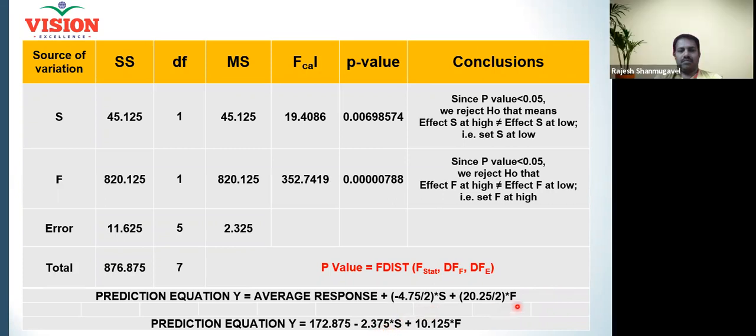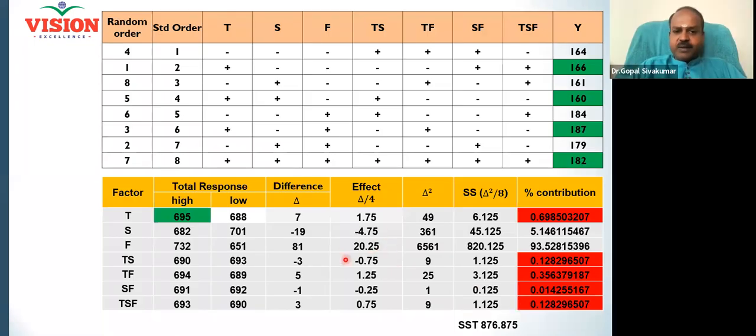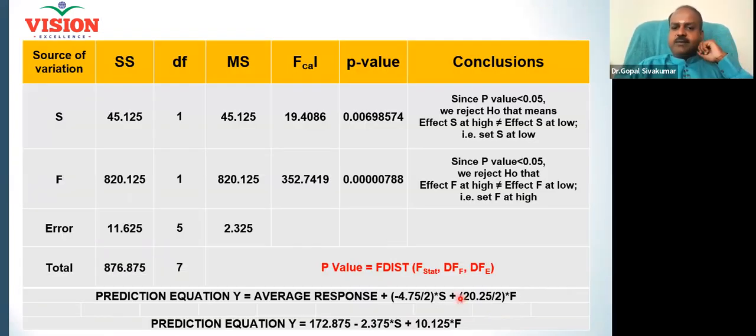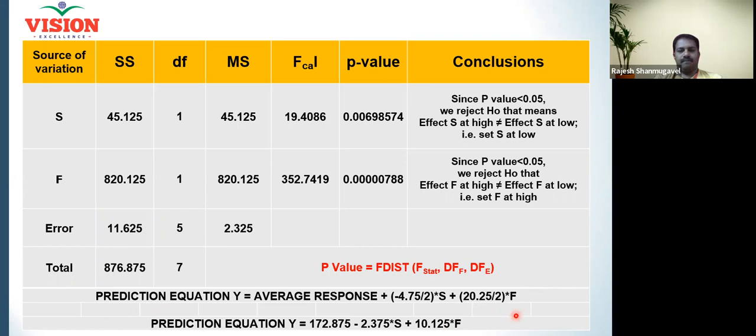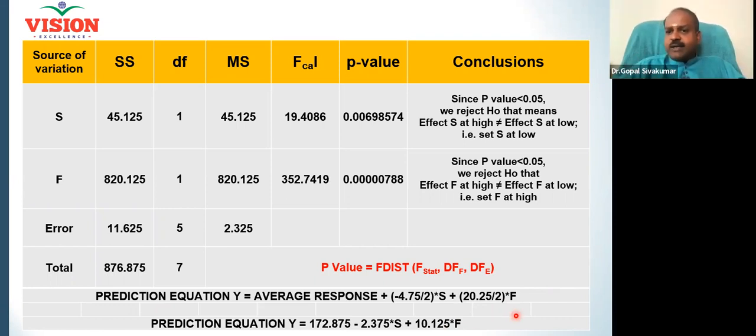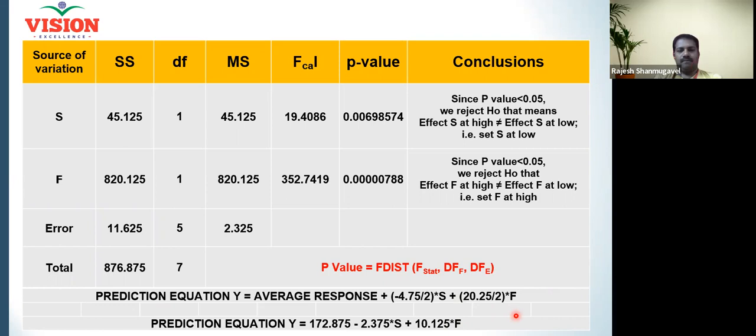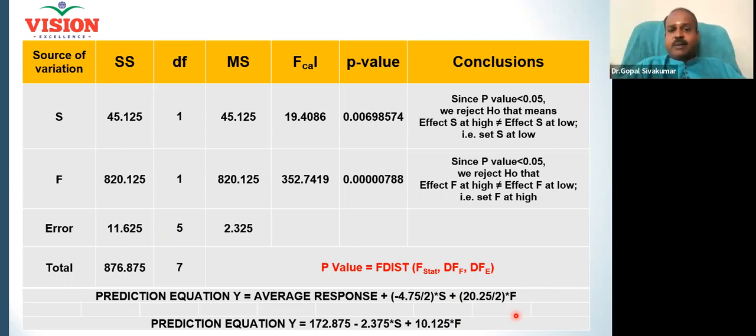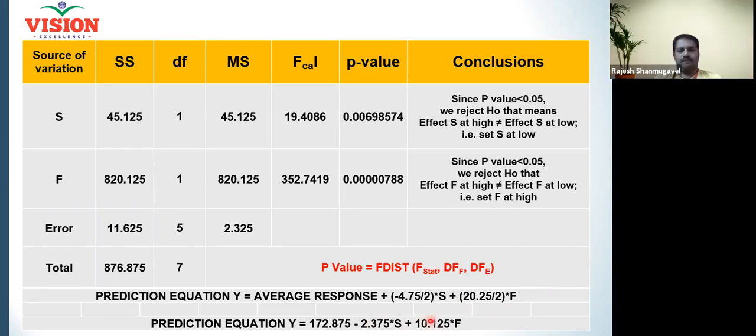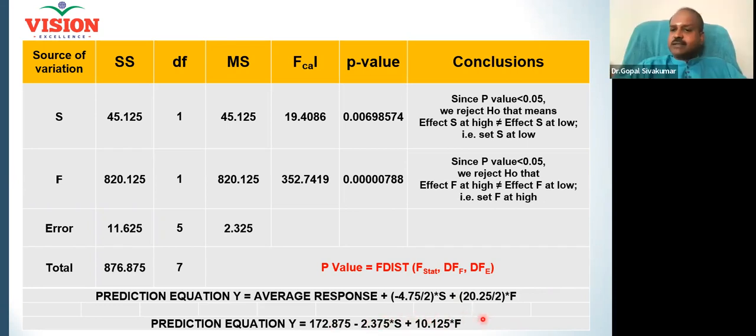Similarly, for the factor F, the main effect is 20.25. Divide 20.25 by 2, and now you have 10.125. Now the prediction equation is written by yourself. This is a linear equation because there are no squares involved. There are two factors, so this is called a multiple linear regression equation. From deciding the factor and experimentation till the regression equation, we have done it ourselves manually.